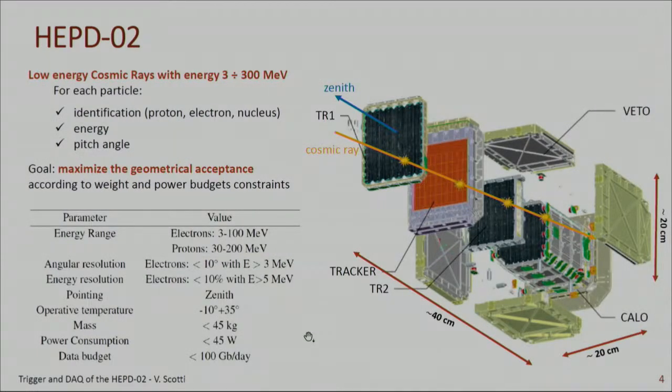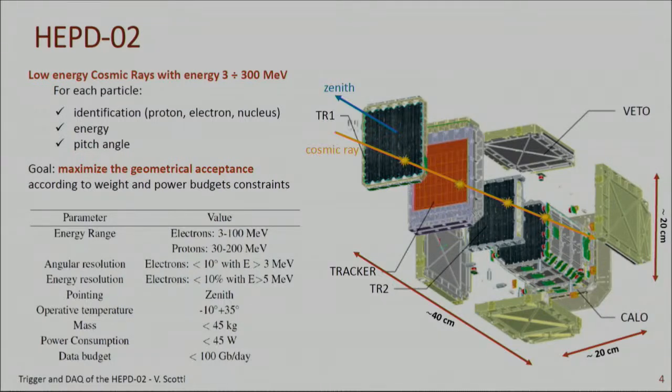HPD-02 will detect cosmic rays in the energy range between 3 and 300 MeV. For each particle, the instrument will be able to identify the kind of particle, measure its energy, and the pitch angle. We have to maximize the geometrical acceptance, but respecting the restrictions on weight and power budget, because of course this is a satellite mission.